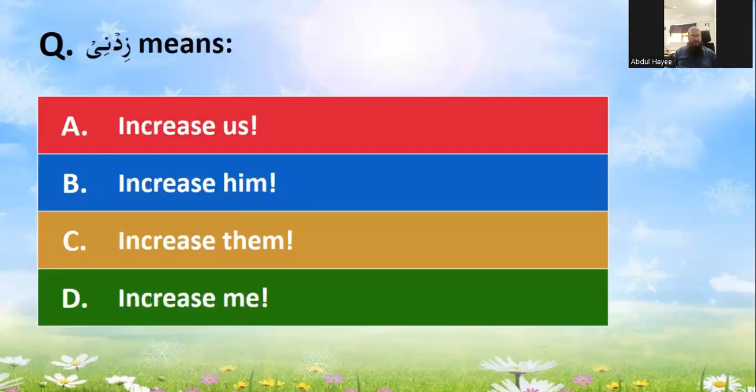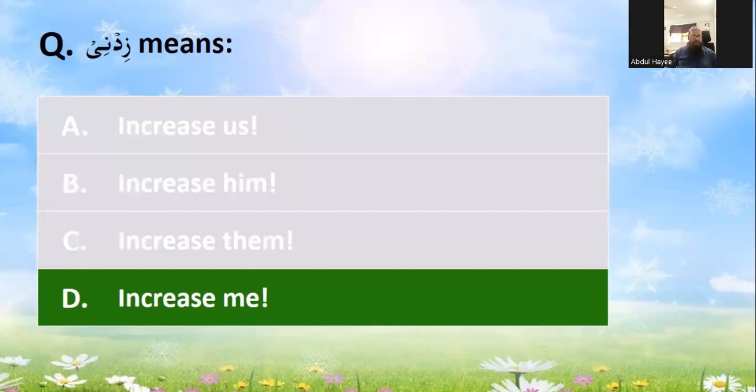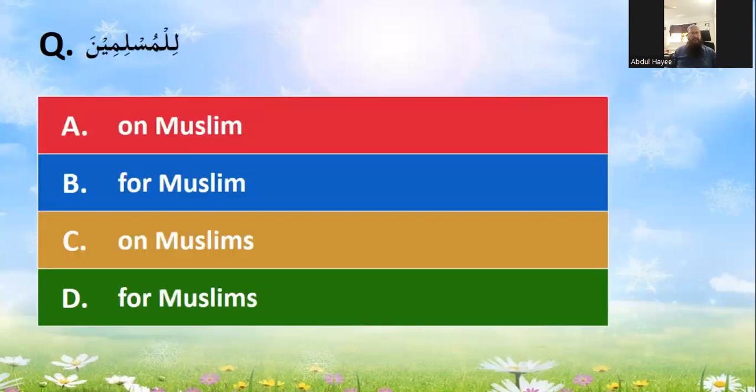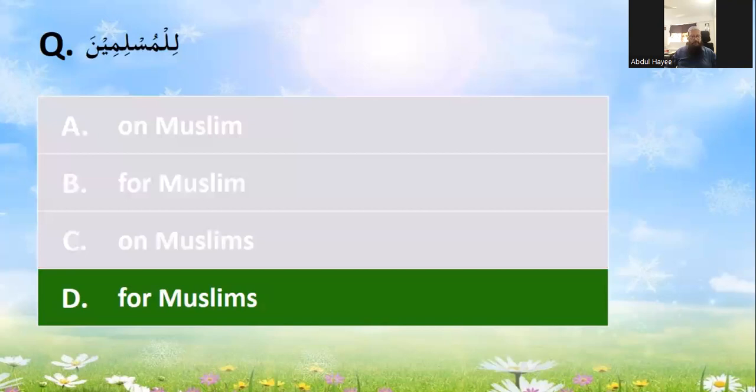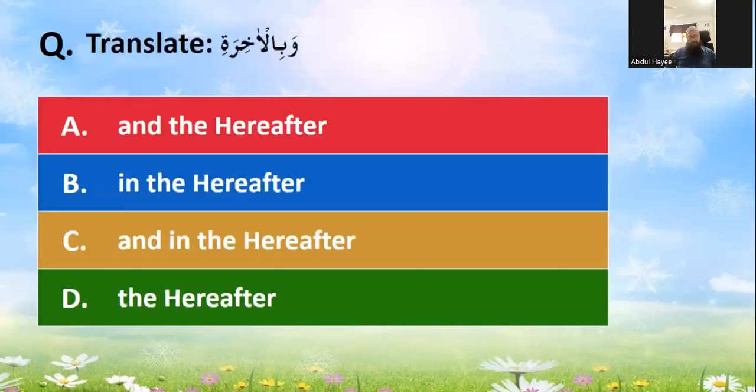Next, Zidni means increase us, increase him, increase them, increase me. A, B, C, D. Increase me, yes. Next, Lil Muslimin: what is the translation? On Muslim, for Muslim, on Muslims, for Muslims. Plural has come. For Muslims, yes. Next, translate: Wabil akhirati.